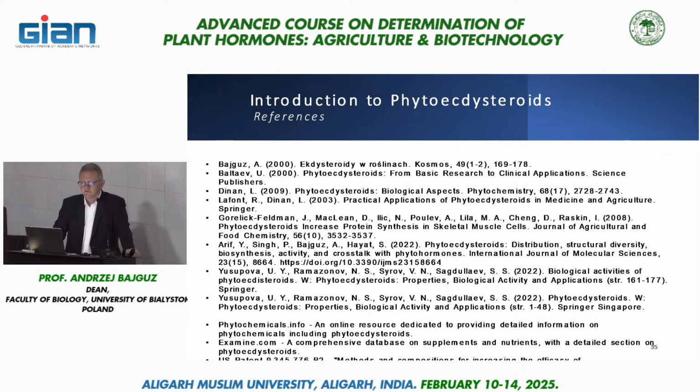Phytohormones, we know, function at a very low concentration, whereas phytoecdysteroids are often present in a significantly higher amount, primarily to deter herbivores.